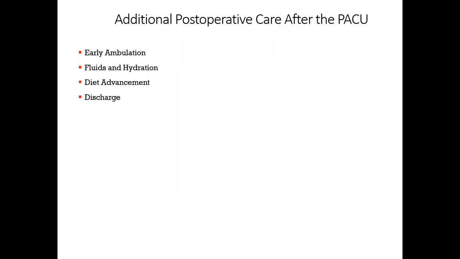Our diet advancement, so we know that your patient was NPO prior to going to surgery. We need to make sure that the gag reflex returns. A lot of surgeries, they'll put in like a numbing agent in the back of the throat. We don't want the patient eating if they do not have a gag response. They might start the patient off with just ice chips, and then they'll advance as tolerated.